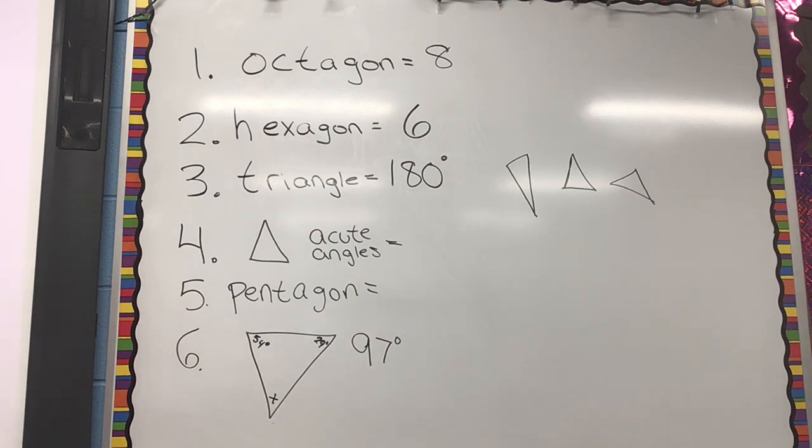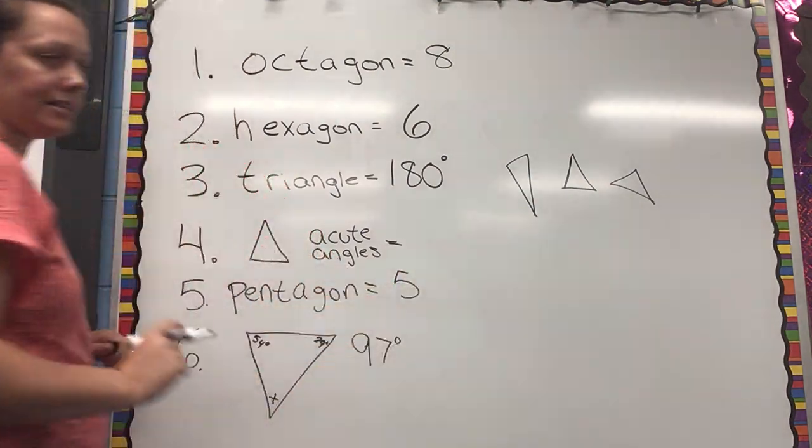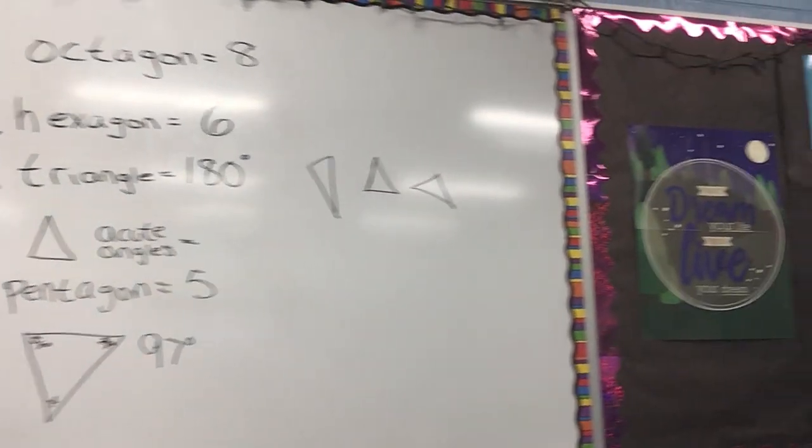All right, number 5. Tell me how many sides does a pentagon have? How many sides does a pentagon have? Charlie? 5. Yes. She is correct at 5. I want you to draw a pentagon. I want you to look up pentagons on your iPad. Look at some different examples. Draw a pentagon.